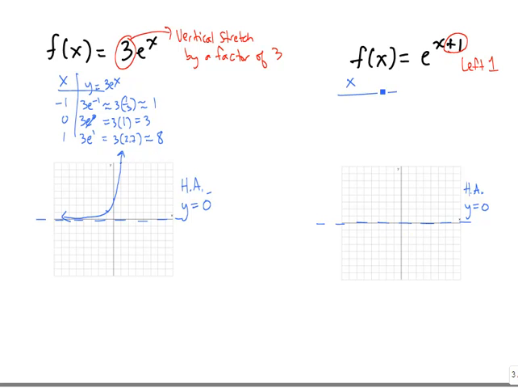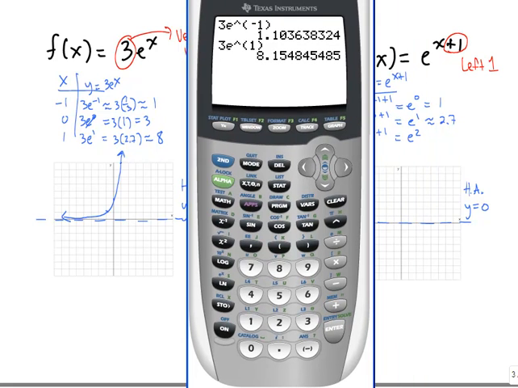To get my graph, let's use our table, negative 1, 0, and 1 for my x's. If I plug in negative 1, negative 1 plus 1 goes to 0, so e to the 0 gives me back 1. If I plug in 0, 0 plus 1 is 1, and e to the 1 is about 2.7. And if I plug in 1, e to the 1 plus 1 becomes e squared, and e squared is going to be about 7.3, 7.4.